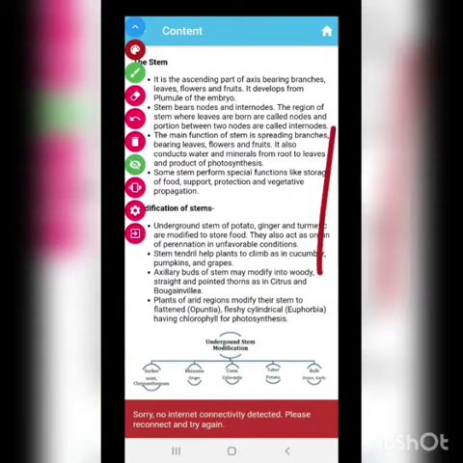Starting from the beginning, the stem is the part of the plant which has leaves, branches, flowers, fruits. It develops from the plumule of the embryo, that we all know at the time of germination of seed. From the embryo, the plumule gives rise to the stem and the radicle gives rise to the root. The stem bears nodes and internodes. The region of a stem where the leaves are borne is called nodes, and the portion between two nodes is called internodes.